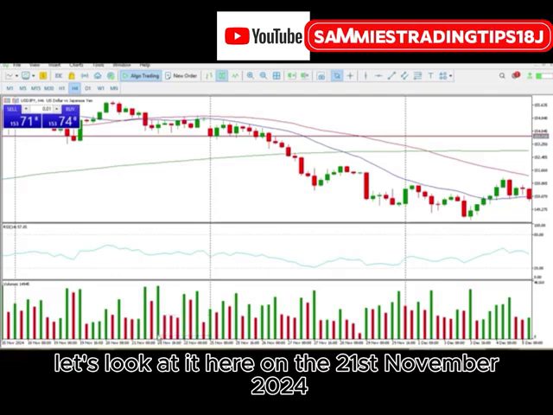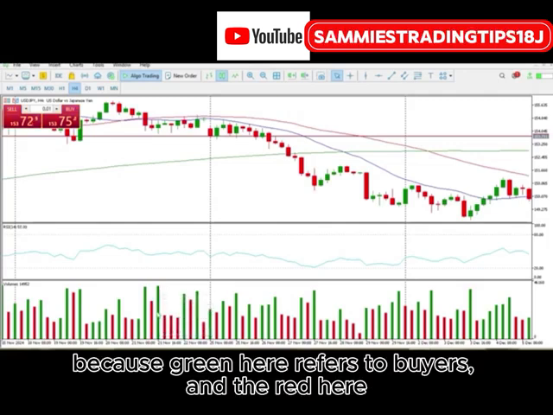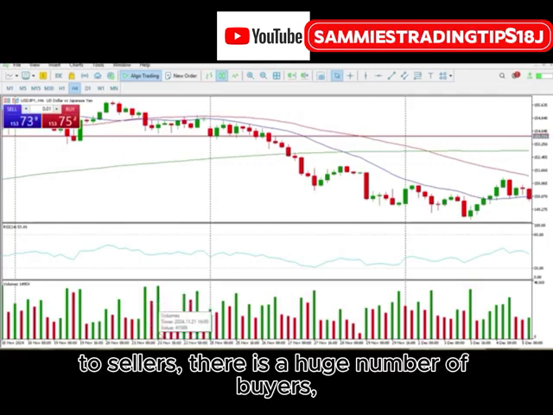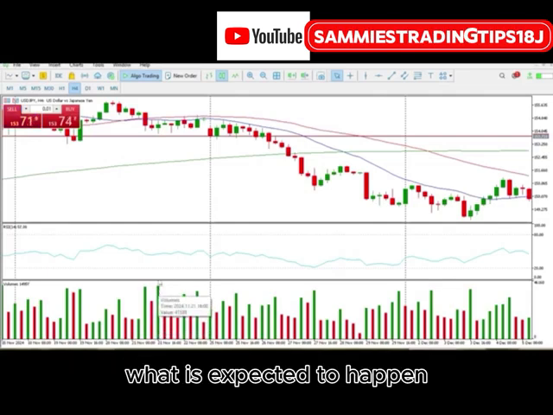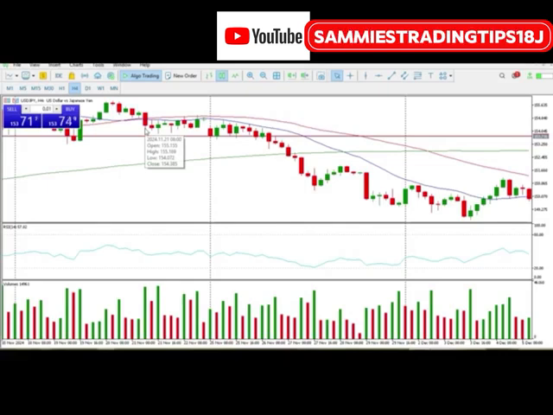Let's look at it here. On the 21st of November 2024, there is a huge spike in volume, the number of buyers, because green here refers to buyers and the red here refers to sellers. There is a huge number of buyers. What is expected to happen on this candlestick is a massive price rise.